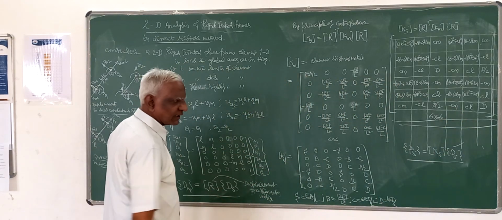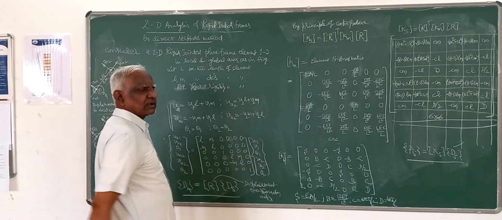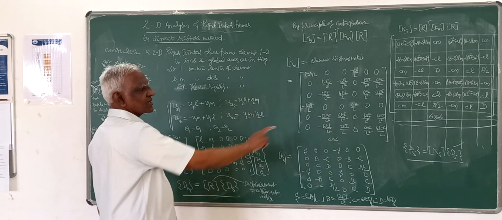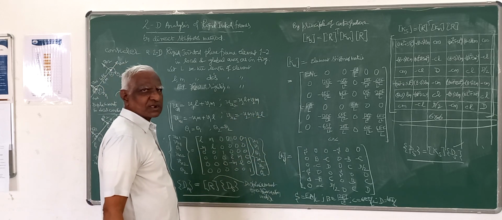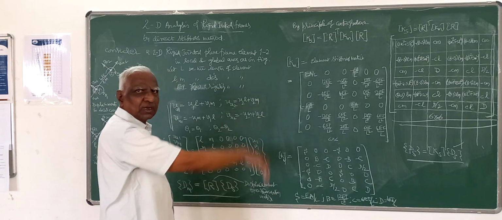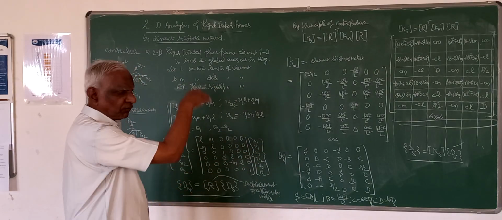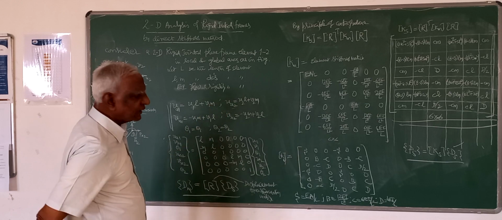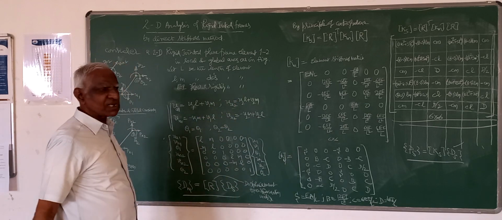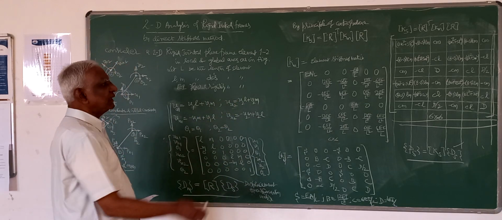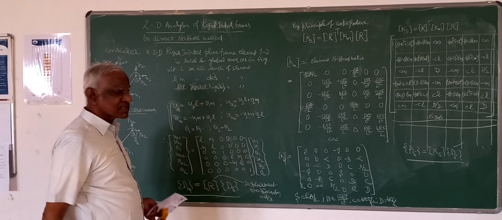You can compute ds from that, either by solving that equation or by inversion of that stiffness matrix, we can determine the unknown displacement. Because Ps is also given in the problem, equivalent joint loads. So using that, we can find out the displacement. Then we can determine the member end forces.